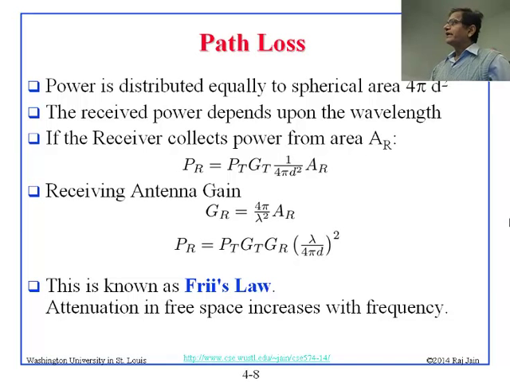By definition, the antenna gain is 4 pi upon lambda square times AR, and that's how we got the previous formula. PR is equal to PT, GT, GR, lambda upon 4 pi d, whole square. The person who first wrote it is, I think, called Friis. I'm not sure, whatever. So that is the law.